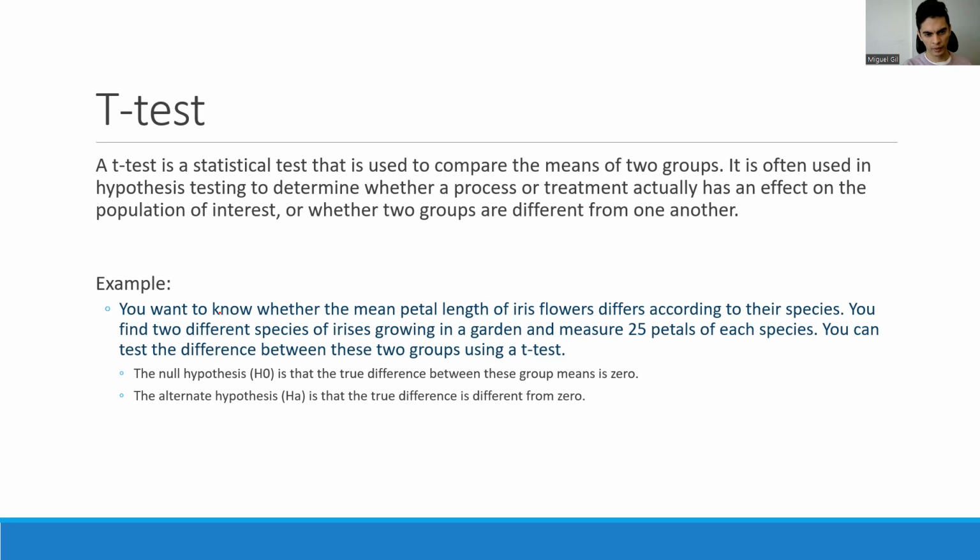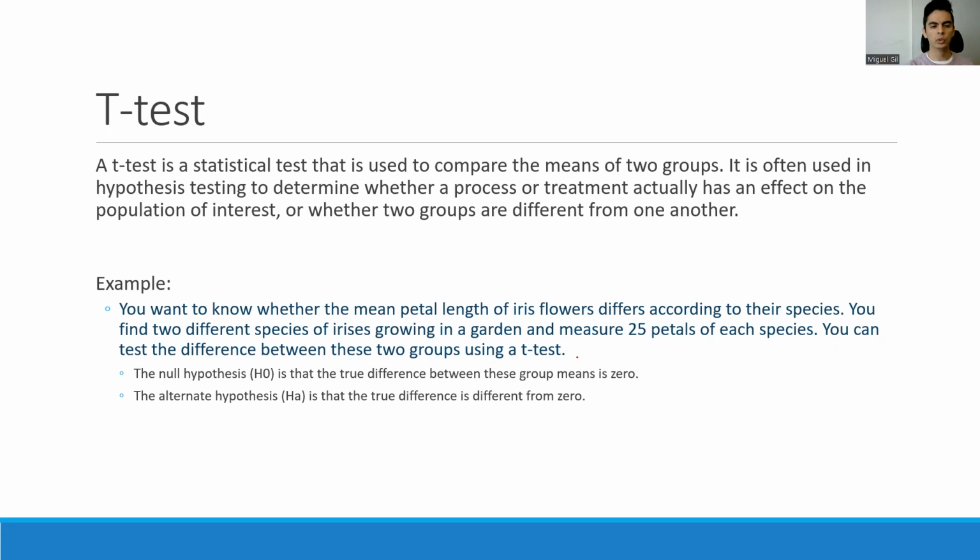So here we have an example. You want to know whether the mean petal length of iris flowers differs according to their species. You can find two different species of irises growing in a garden and measure 25 petals of each species. You can test the difference between the two groups using a t-test. So that means that you have two groups, 25 from one and 25 from the other.